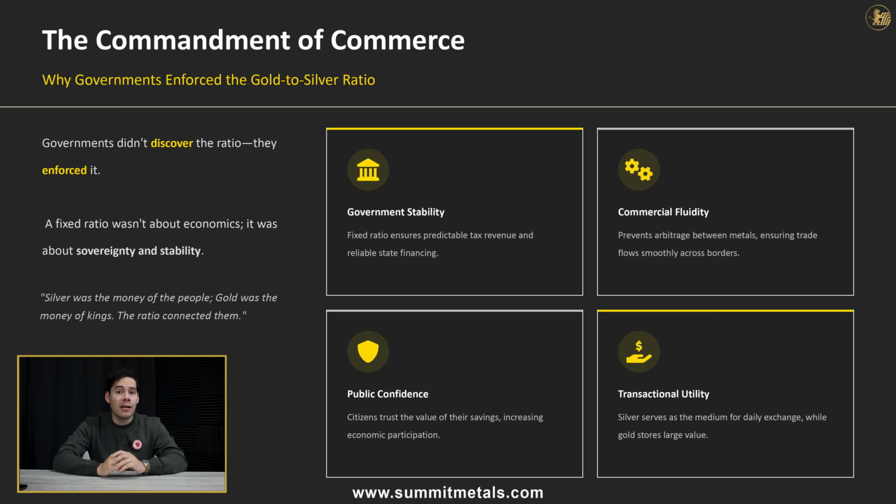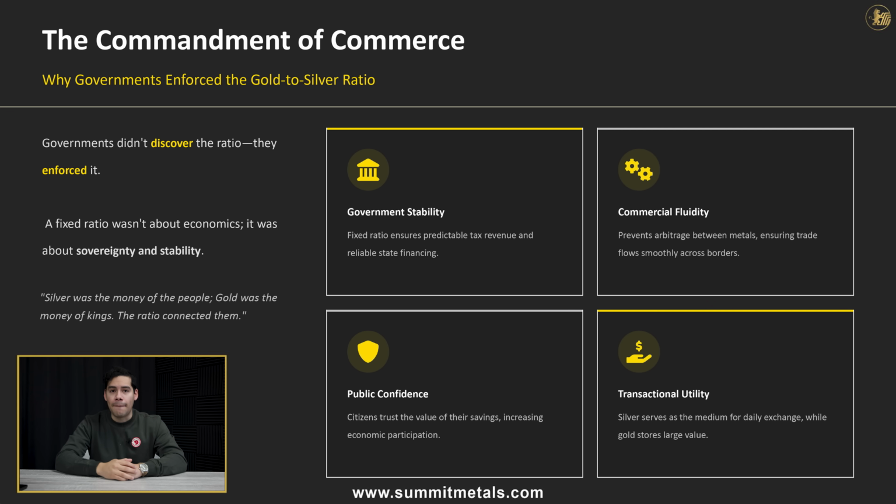First, it provided government stability by ensuring predictable tax revenue, which is crucial for all state financing. Second, it ensured commercial fluidity by preventing arbitrage between two metals, allowing trade to flow across borders smoothly. Third, it was built on public confidence because if you held it, it was real. When citizens trust the value of their savings, they participate more in the economy. And finally, the fourth reason, it provided transactional utility. Silver was a practical medium for daily exchange, connecting the masses to the gold-backed system.